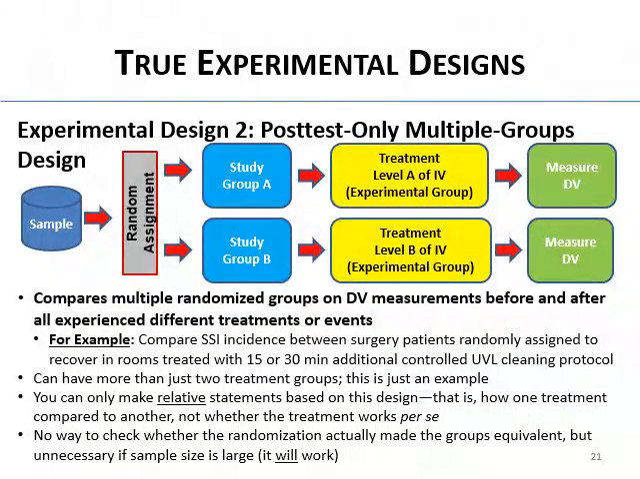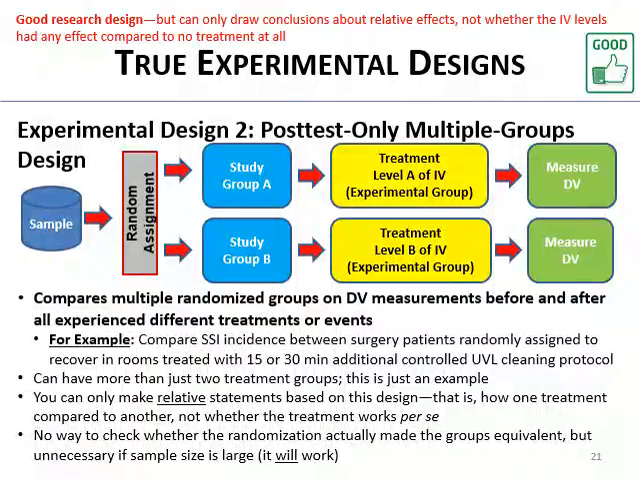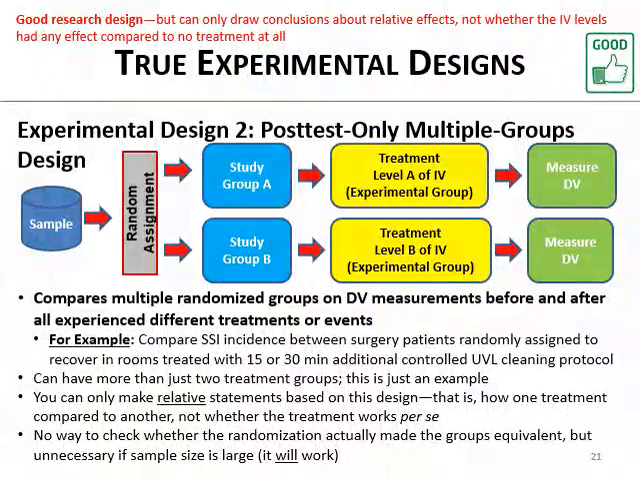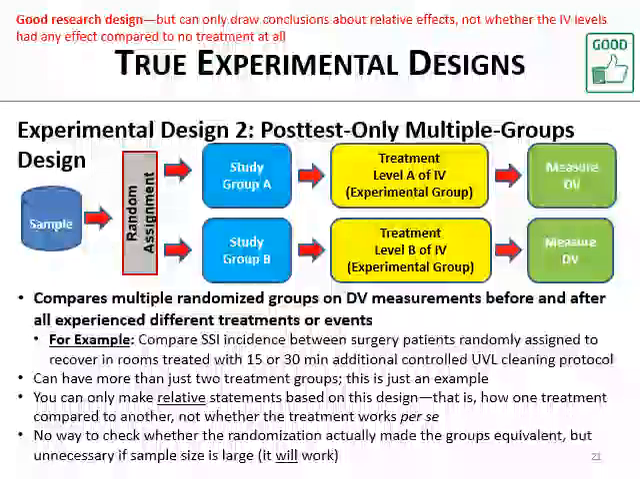Again, because there's no pre-measure, there's no way to test whether the randomization actually made the groups equivalent at the start of the study. But if you've got a big enough sample size and you're using random assignment, it will work. So this is also considered a good design, but you can only draw conclusions about relative effects, not whether the IV had any effect compared to no treatment.